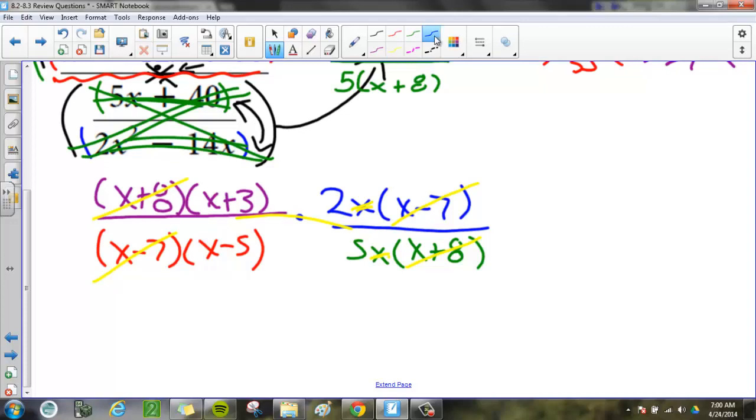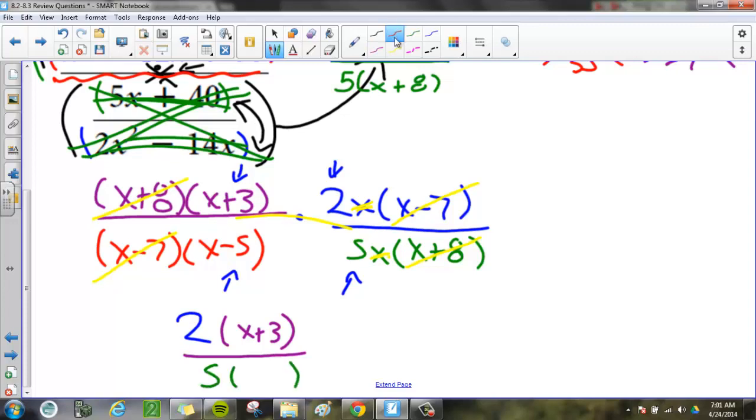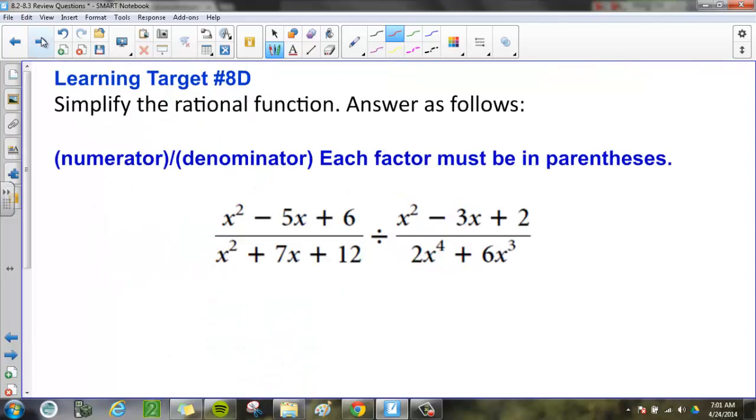And now, what I'm left with, I don't think I cancel anything else. So, I'm left with this 2, this 5, this x minus 5, and that x plus 3. So, altogether I have 2 times x plus 3 divided by 5 times x minus 5. Right there. And there's your final solution for this problem. Right there. Okay, let's move on to the next one.